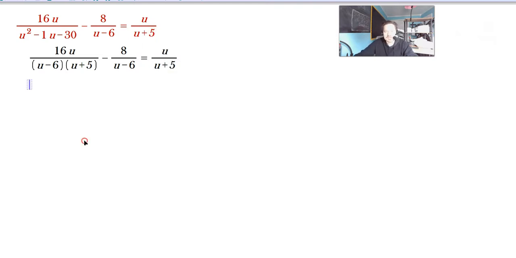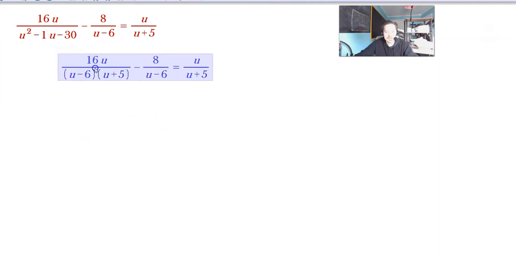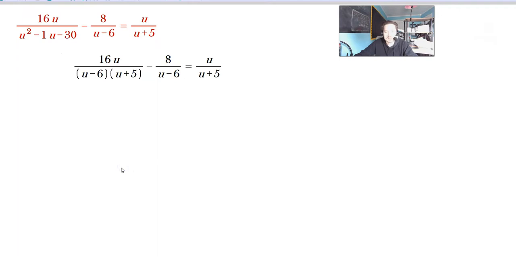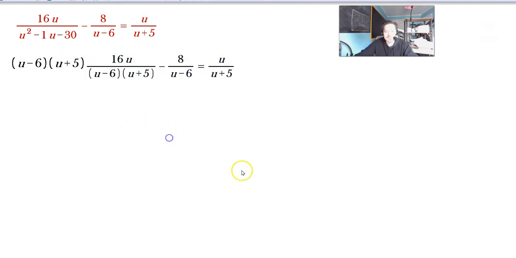Now, because we have fractions, we don't like fractions, we've got to get rid of them. So what we're going to do is multiply everything by u minus 6 and u plus 5. On the side here, write it down this way basically: u minus 6 and then u plus 5. Every term has to be multiplied by that. Let me move this aside like this, you see? Same thing with this term right here in the middle.